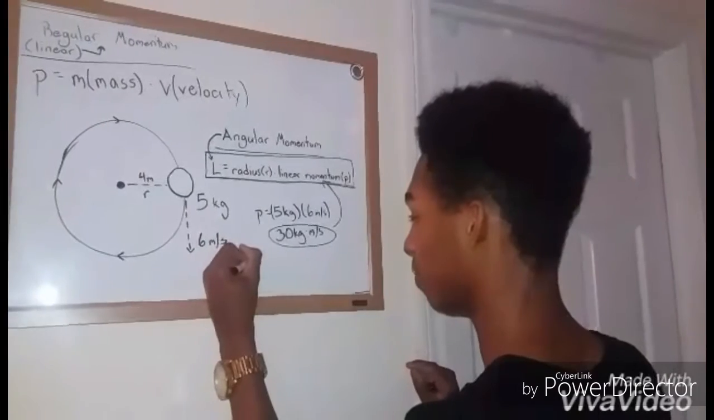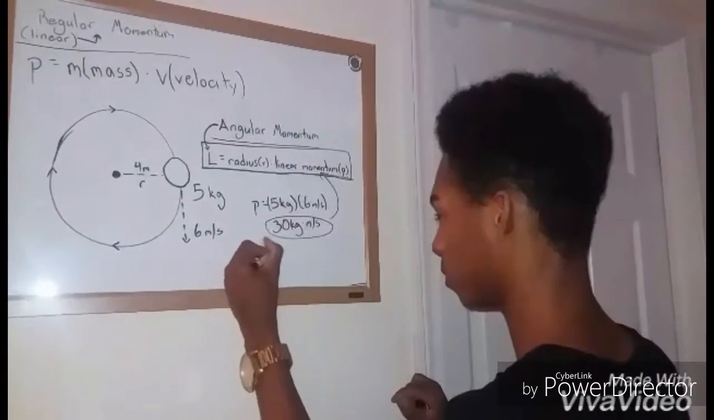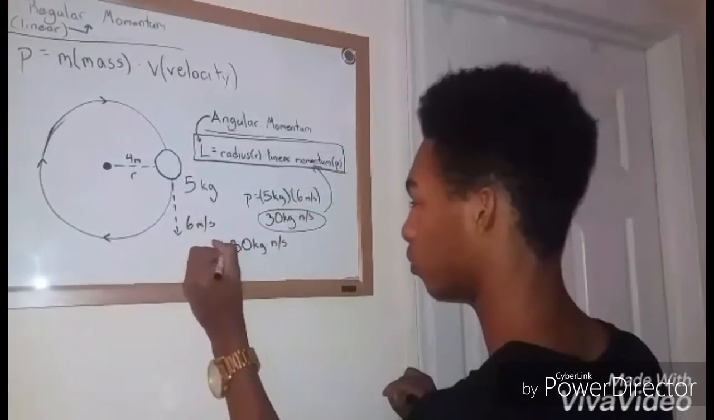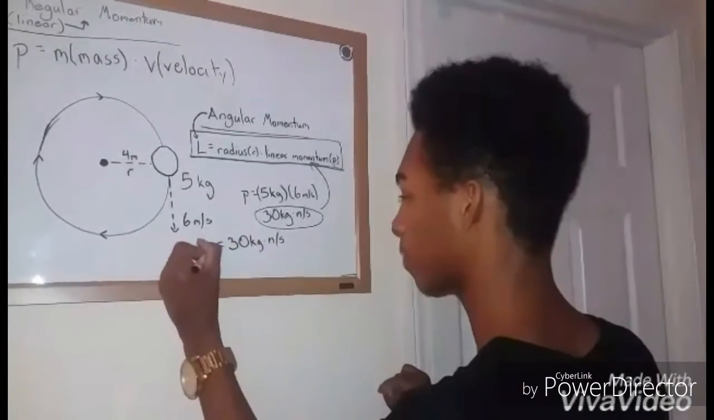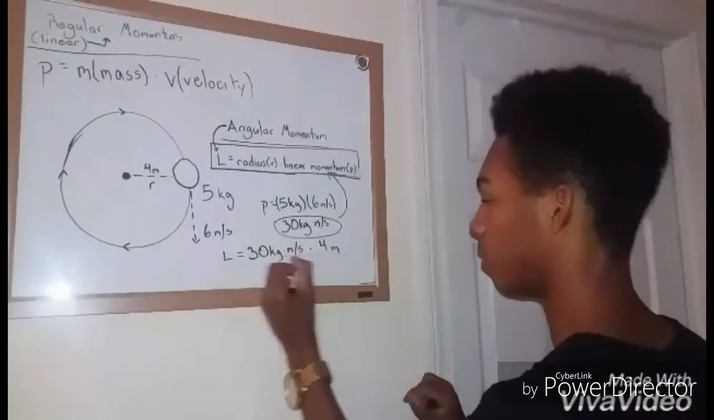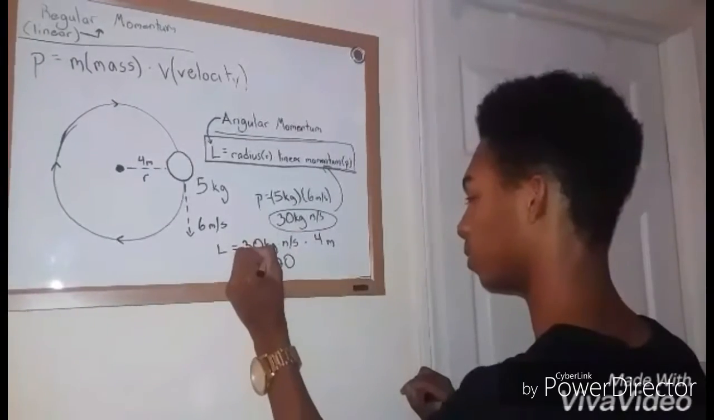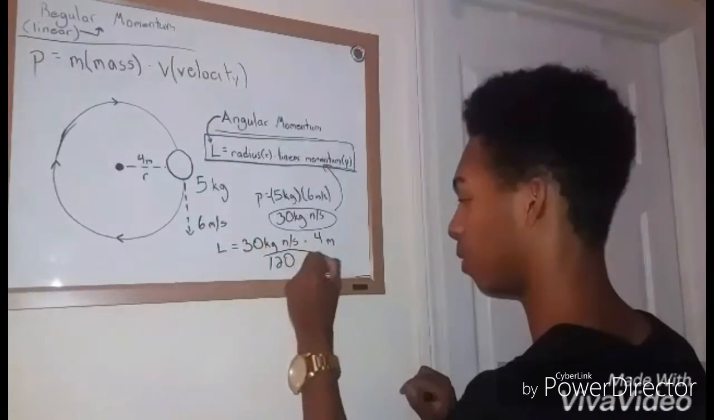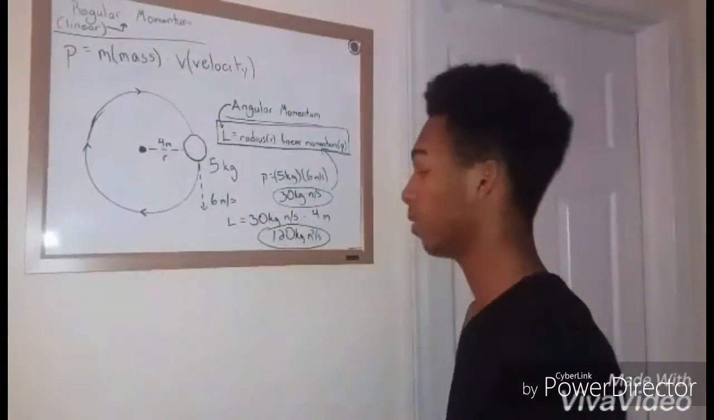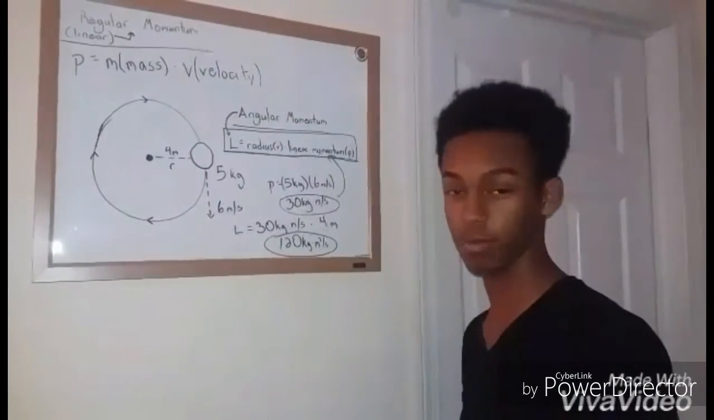So you are going to take 30 and multiply it by 4. And that will give you 120. And 120 will be measured in kilograms times meters squared over seconds.